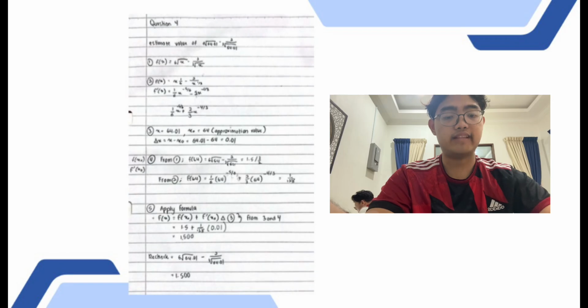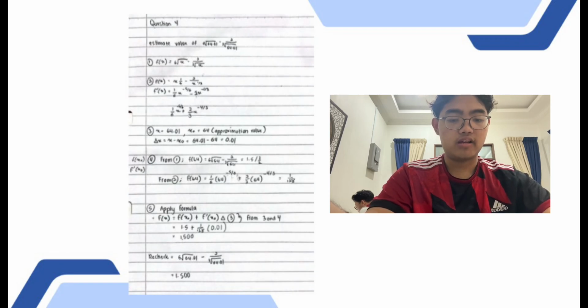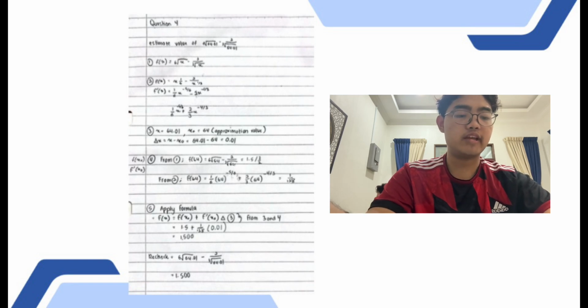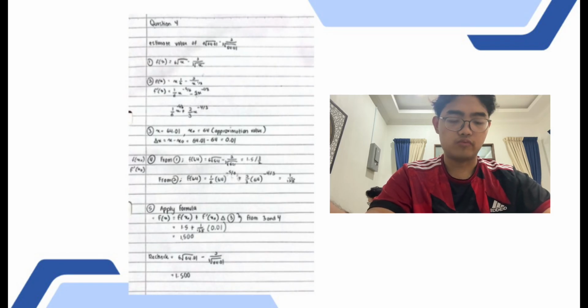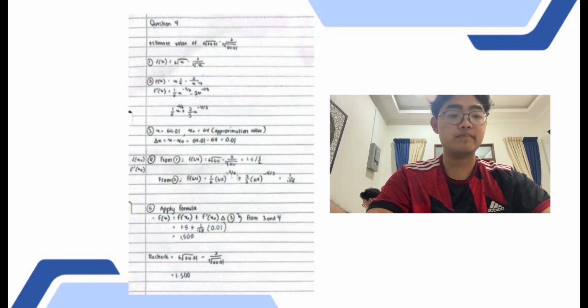And the last step, I apply a formula, which is f of x naught plus f prime of x naught times the answer from step 3. So I get 1 over 1.5 plus 1 over 128 times 0.01, and the answer is 1.500.